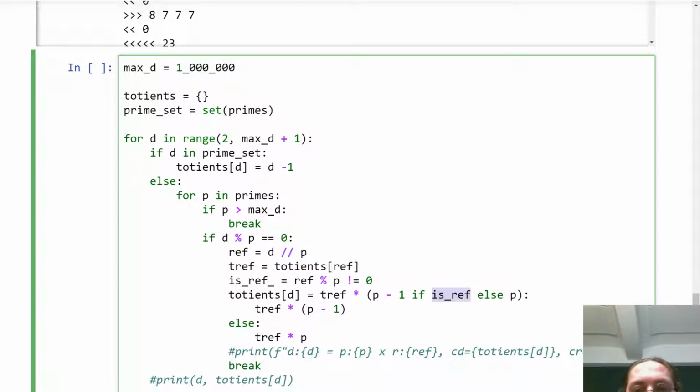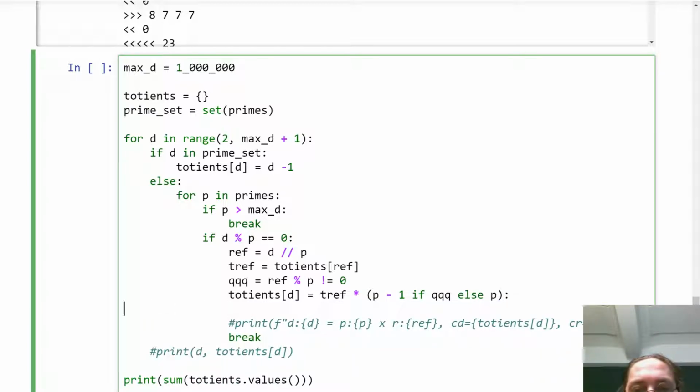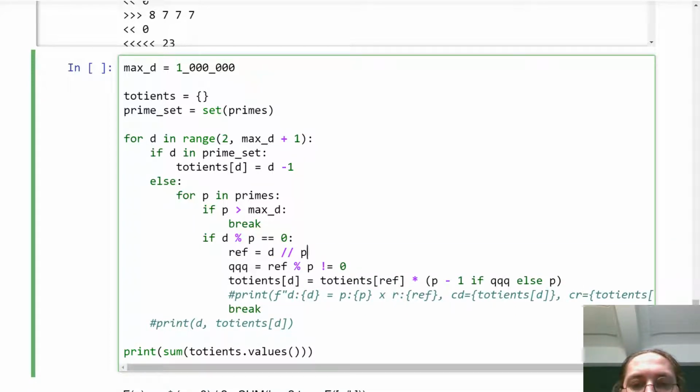I think this is correct, apart from this syntax. p minus 1 if q else p? Is that a really correct syntax? Yeah, yeah. We can even, instead of q, put the condition directly in.